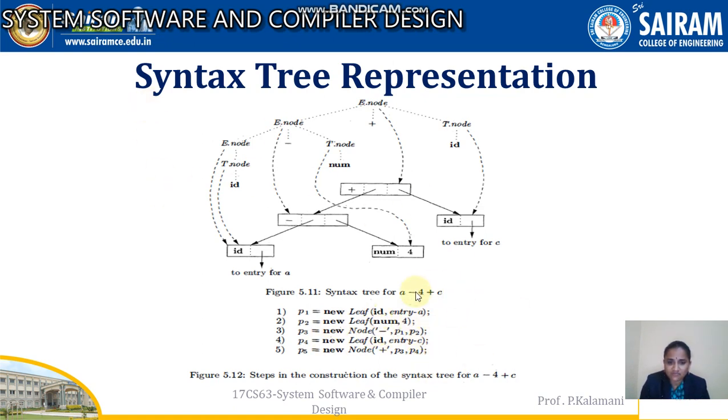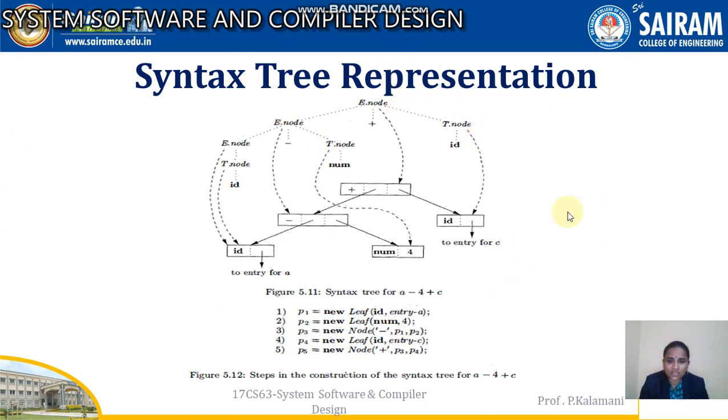Then next, what will happen? Next, plus c. We need c, so we have to create a leaf node for c. This is an identifier, so ID comma entry c will be created. After creating that, it will be combined with this a minus 4. So a minus 4 is the left node, and c is the right child. So we make P5 equal to new node of the operation plus, then a minus 4, which is in P3, here only we made this, so P3 comma c, which is in P4. Like this way we have to construct the syntax tree.